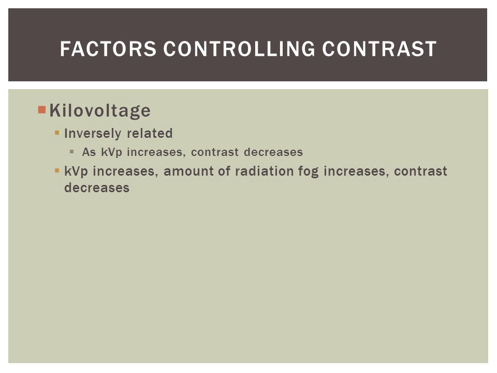Factors controlling contrast. Remember, three things happen with the beam. It's either going to pass through the patient as pure black because it has no atoms to interact with, it absorbs in the patient, which is through photoelectric, and becomes white, or it's going to scatter by Compton and cause unwanted densities. So kilovoltage we know as the controller of contrast. It is inversely related. As kVp increases, contrast decreases. As kVp increases, the amount of radiation fog increases, and that means contrast decreases.